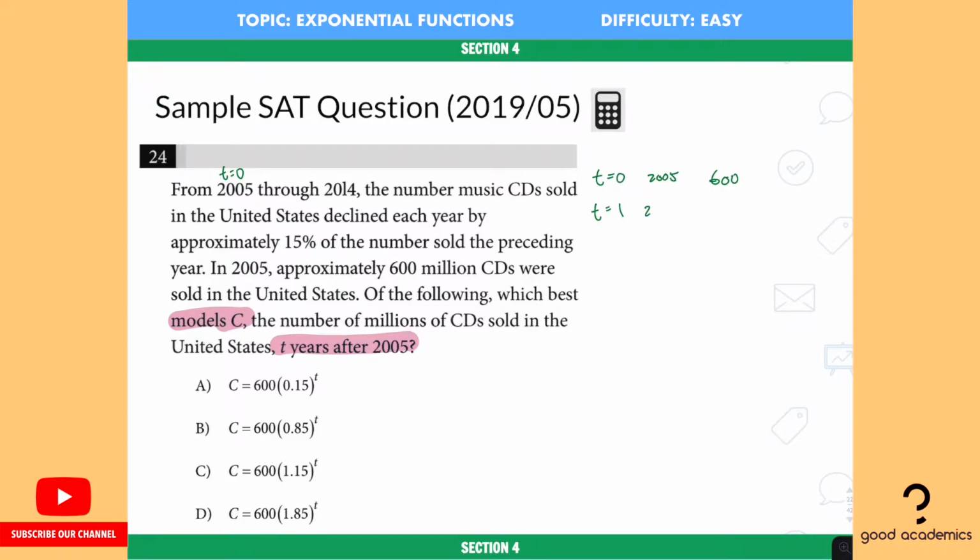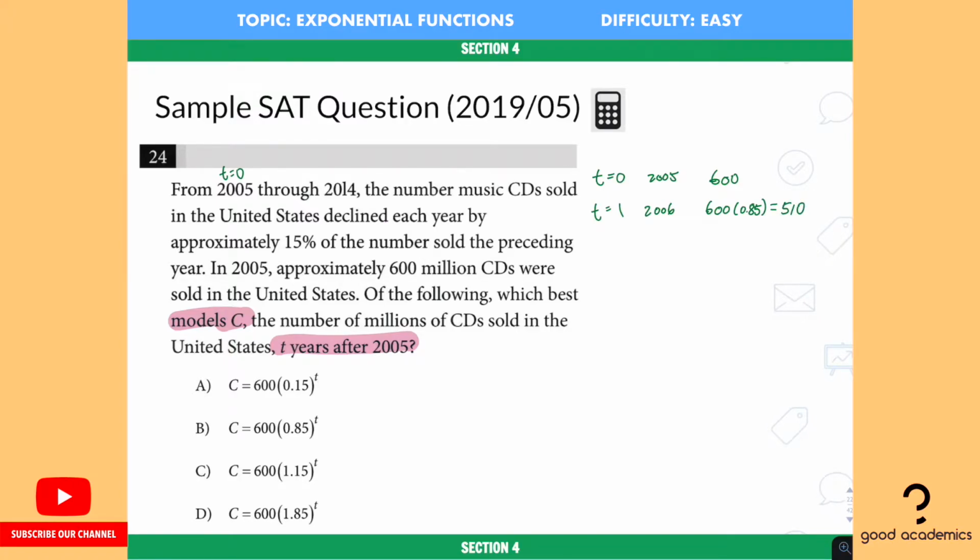If T is equal to 1, then you have 2006, and the way we get it is by having 600 times 0.85. It's very important that you understand how to get 0.85, or 85%, because the problem says that it declines at a 15% rate per year. So if you want to find the amount of CDs sold after 1 year, you focus on the 85%, because the 15% is the decline, so 85% is what remains. So you have 600 times 0.85, which is equal to 510.